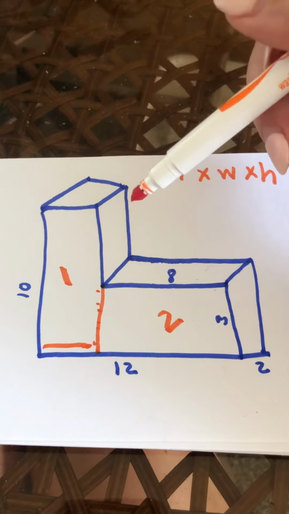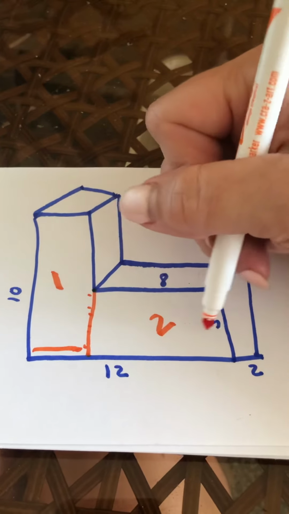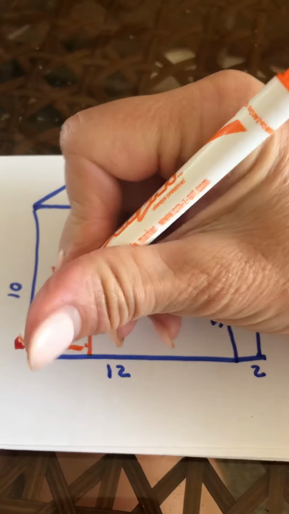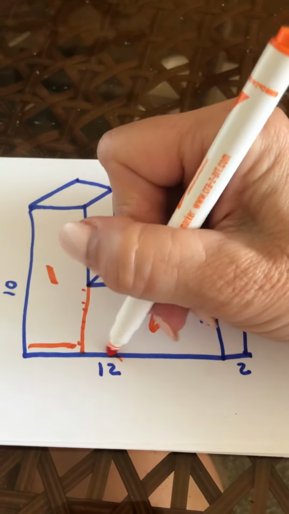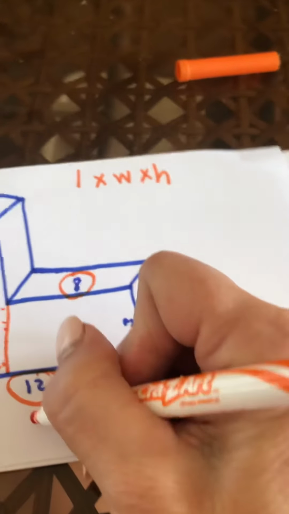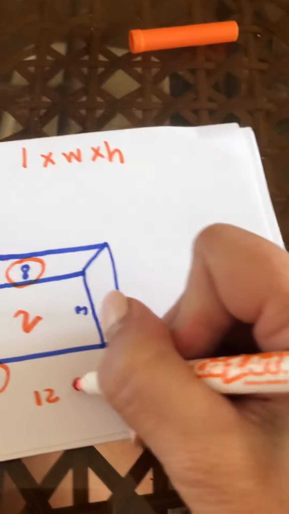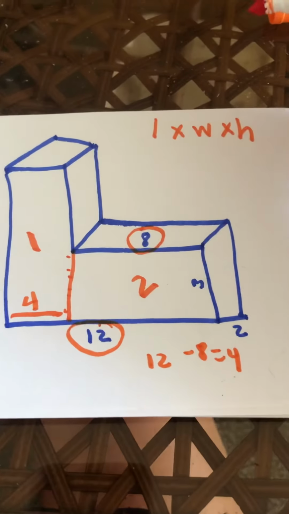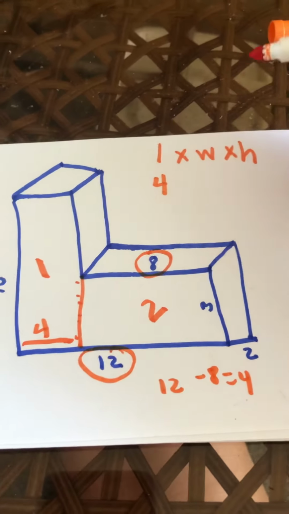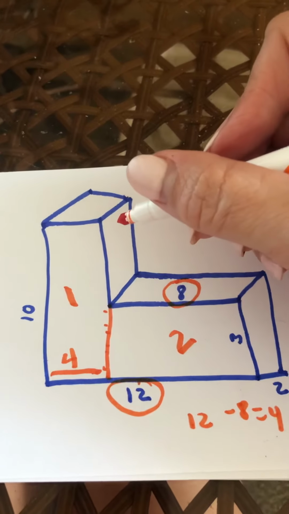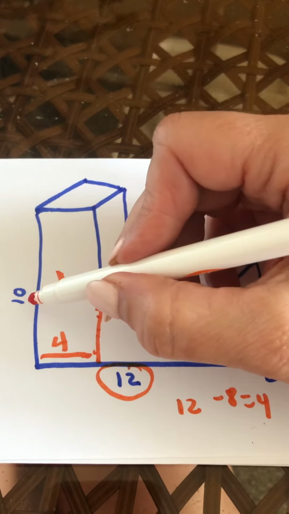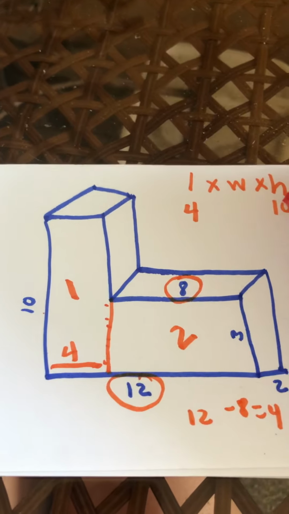In order to do that, you know that this length is 8 inches and the total right here of both is 12. So you just want to go 12 minus 8 equals 4. So that will give you this new length of 4. So I'm going to plug that in, 4. And then you want to get the height. The height, we already know, is 10. So we'll plug that in there.